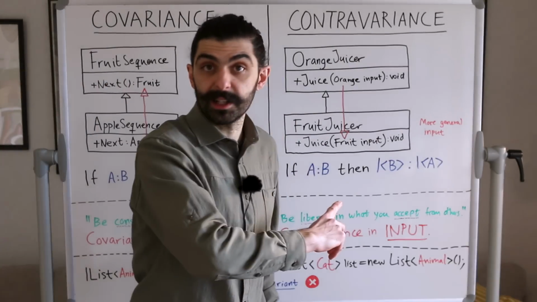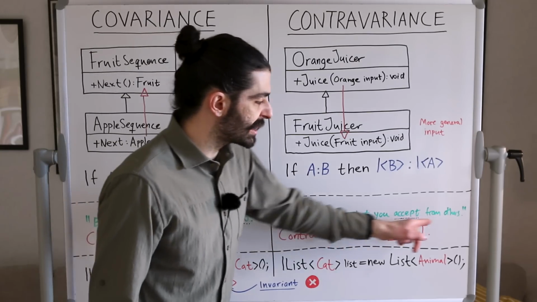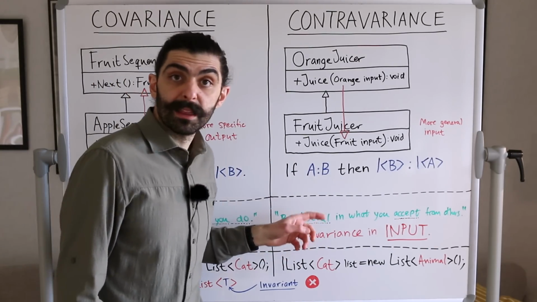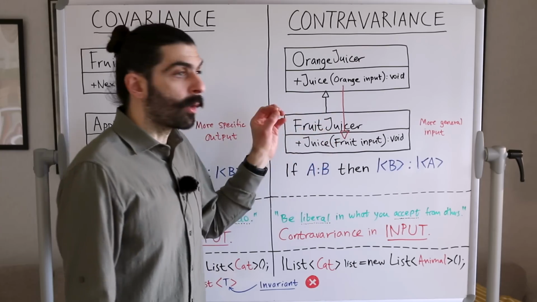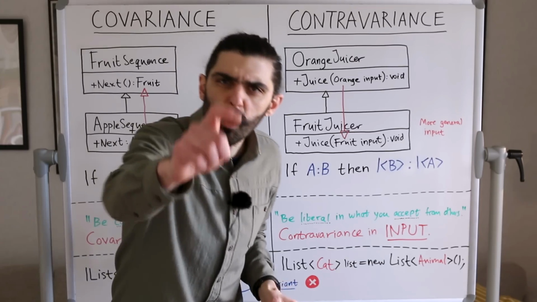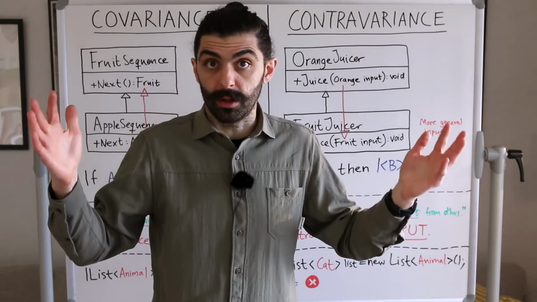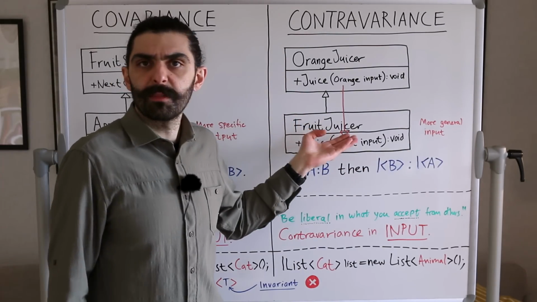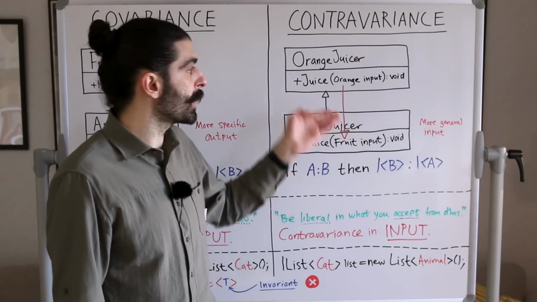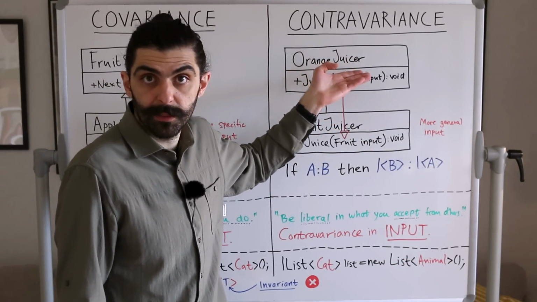And on the contravariance side, be liberal in what you accept from others. That means that if I am the subtype, I must, from my methods, accept objects of the same type as that which is accepted by my supertype, or something more general, so that users of my type aren't surprised when they try to use me as if I was an instance of the supertype. So we have substitutability.